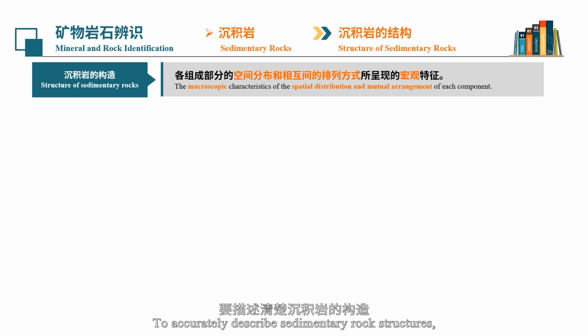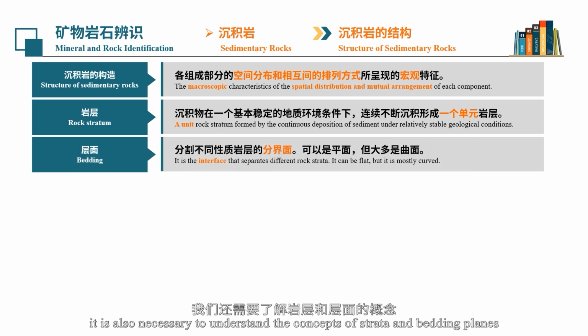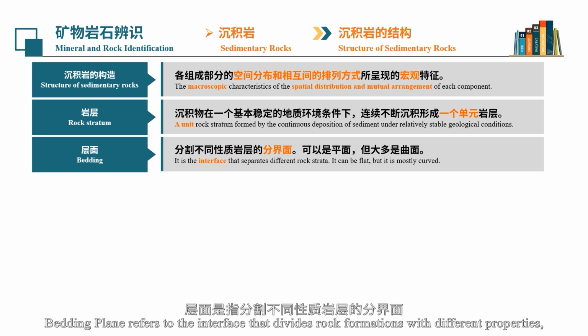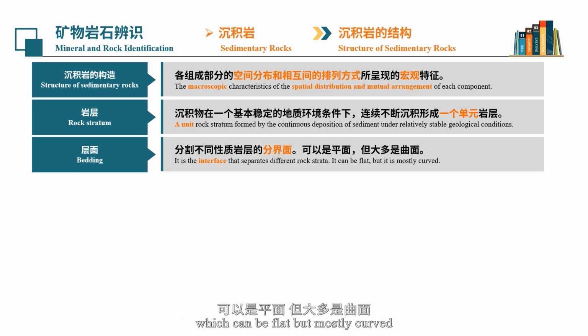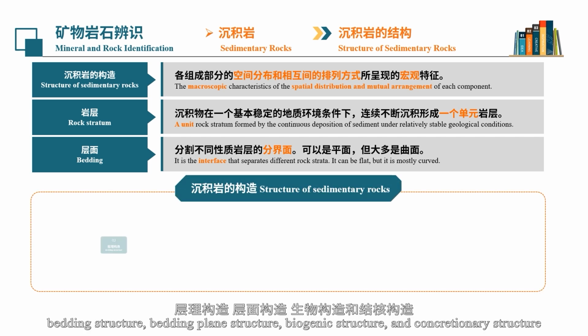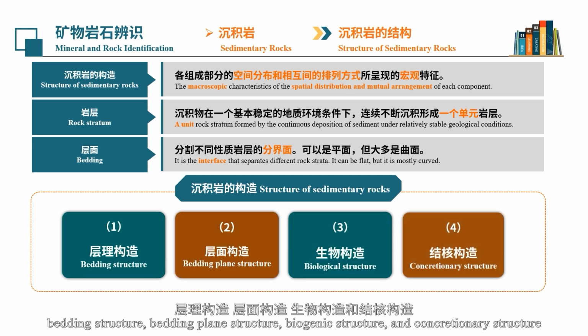To accurately describe sedimentary rock tectonic structures, it is also necessary to understand the concepts of strata and bedding planes. Stratum refers to a unit of sedimentary rock formed by the continuous deposition of sediment under relatively stable geological conditions. Bedding plane refers to the interface that divides rock formations with different properties, which can be flat but mostly curved. The common sedimentary rock tectonic structures include bedding structure, bedding plane structure, biogenic structure, and concretionary structure.